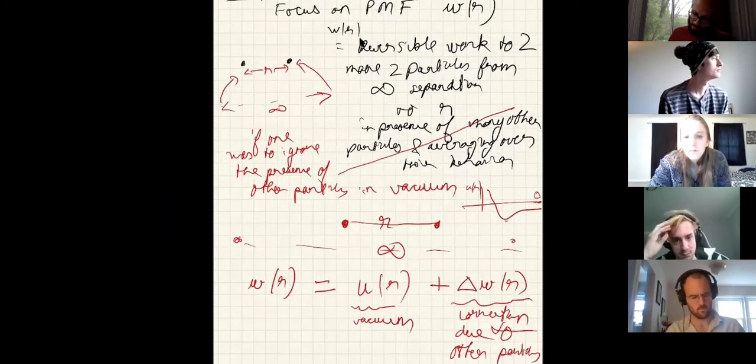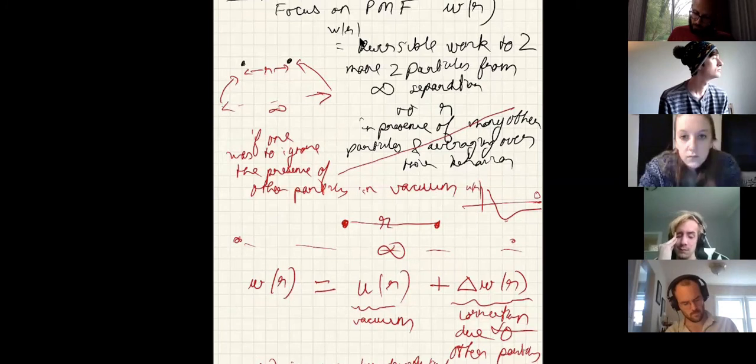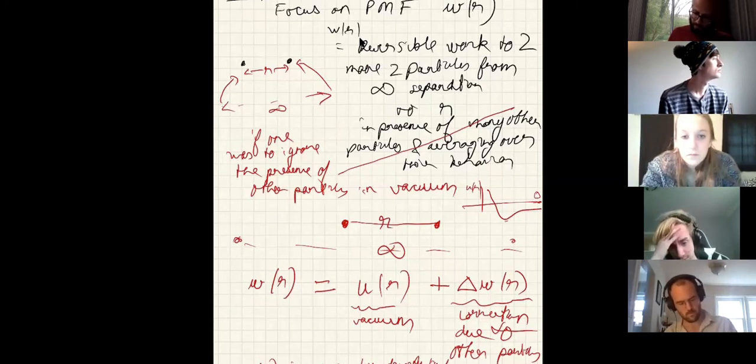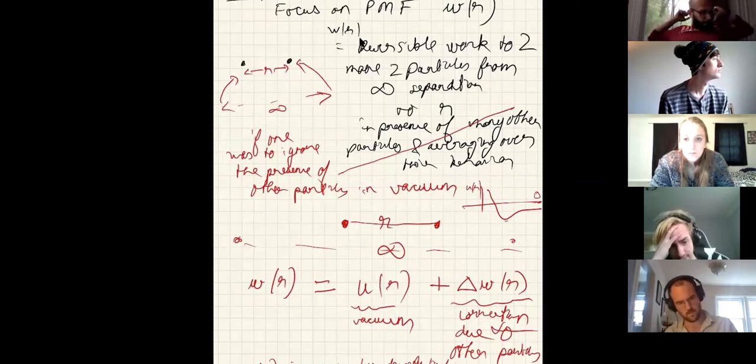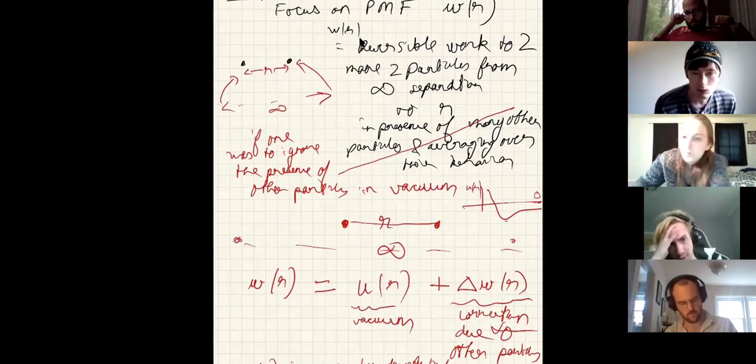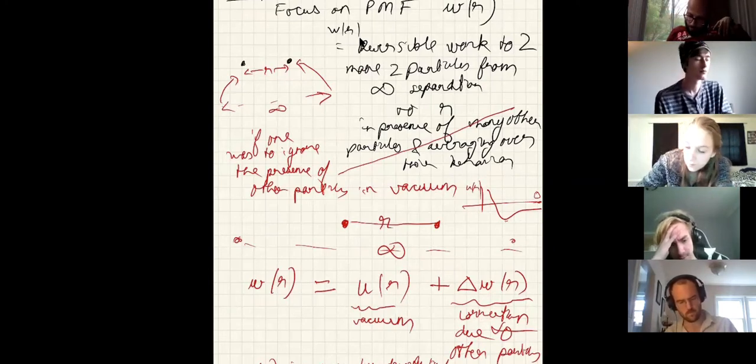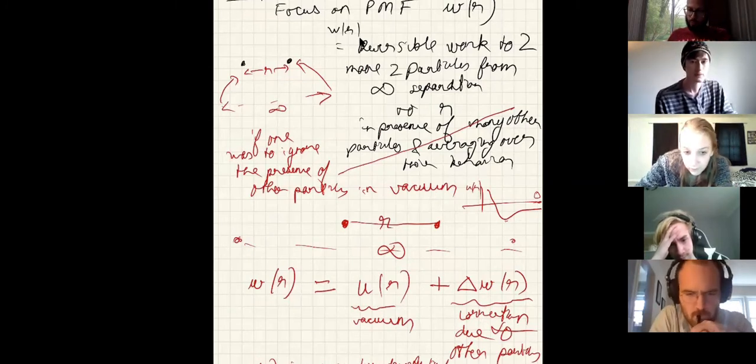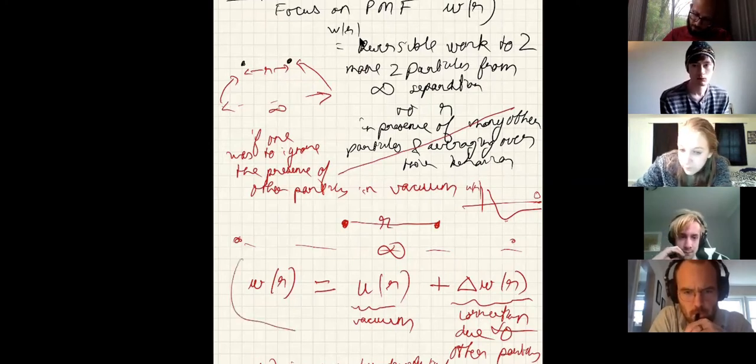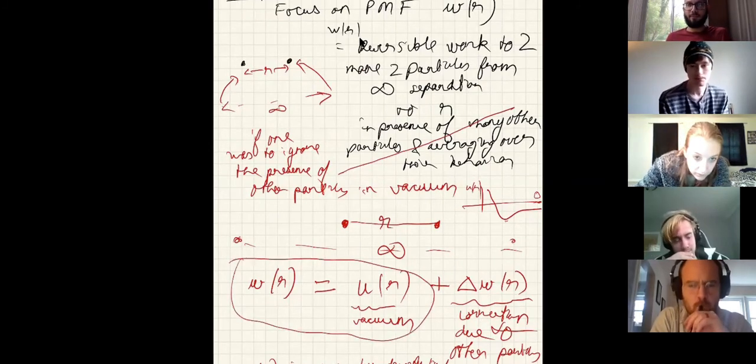So what can we say about delta W of R in the very low density limit? As rho tends to zero, what do we expect of delta W of R? Where should it go? Doesn't it also go to zero? Yeah, exactly. So the limit as rho tends to zero of delta W of R is zero. The W of R does not disappear, but you are left with just the potential energy and life becomes simple.